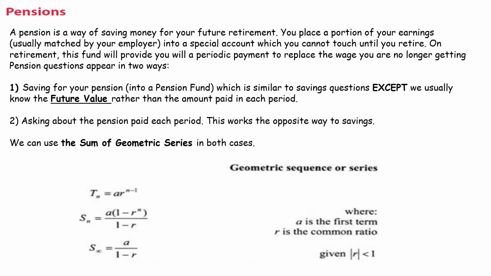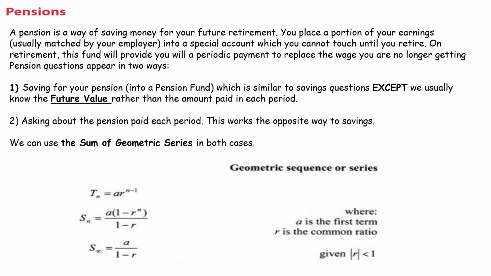So one really important type of saving that most people will do in some shape or form in their life is a pension. A pension is a very specific type of saving where you're saving for your retirement. You place a portion of your earnings, and often in the private sector this is matched by your employer, into a special account and you can't touch it until you retire, and you get tax breaks on this. Often the interest rates are very good, and so on.